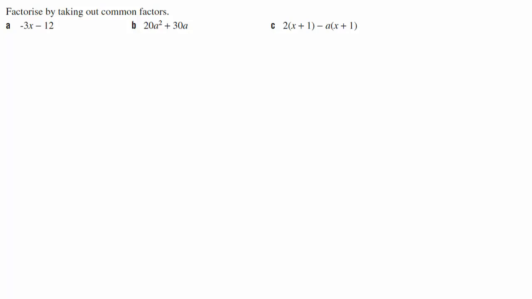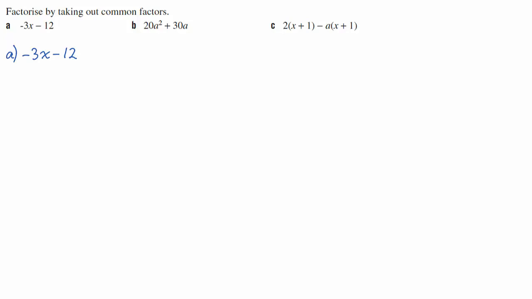In this example, we're going to be taking out common factors. We've been asked to factorize three expressions by taking out the common factor. Firstly, negative 3x minus 12. Now, the highest common factor there could be thought of as being 3, which divides 3 and 12.